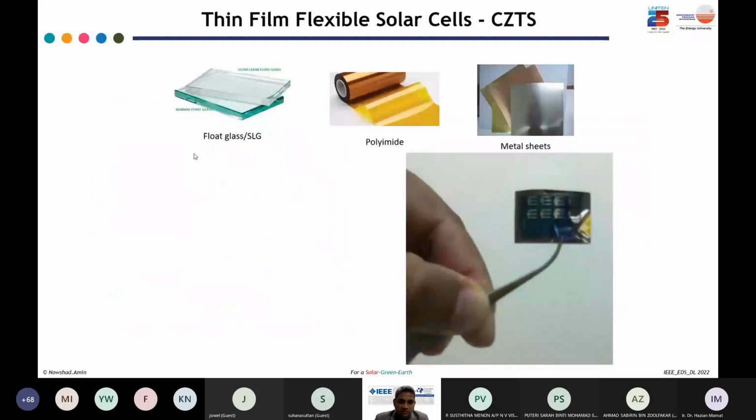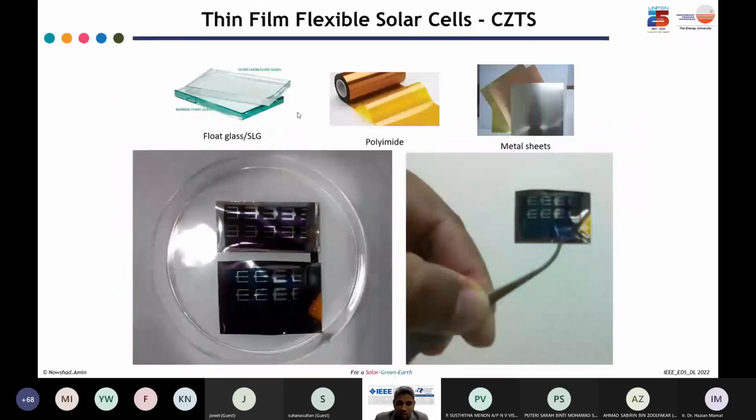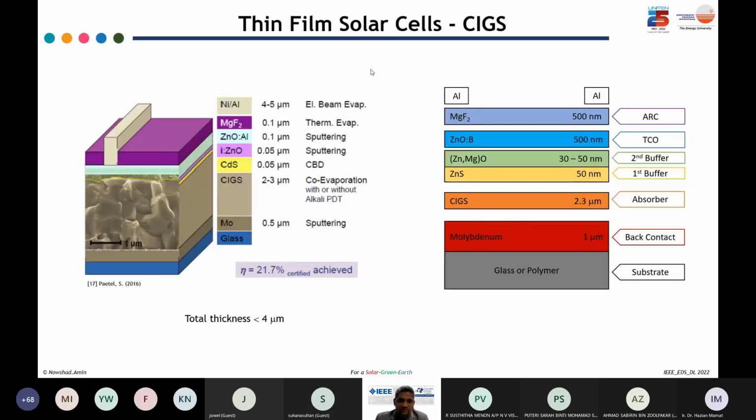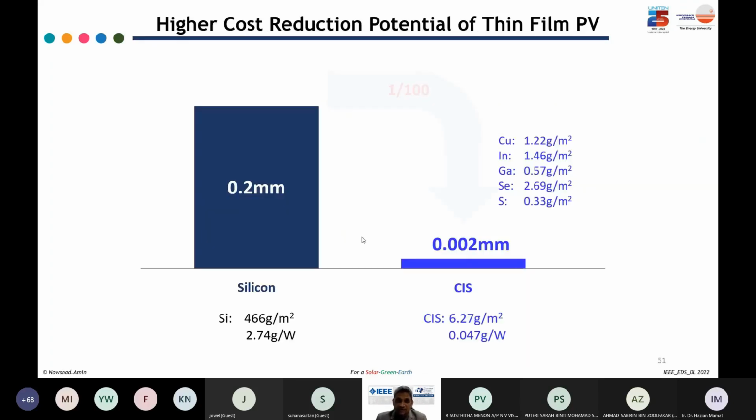Then thin films can be produced on glass, on polyimide foil, or even metal sheets. And this is one of the examples from our recent adventure on CZTS, copper zinc tin sulfide, which is a quaternary semiconductor. Also, we are working on CIGS, copper indium gallium selenide, which is also a quaternary semiconductor, and we are trying to modify the conventional structure to this new structure in our facility in UNITEN.